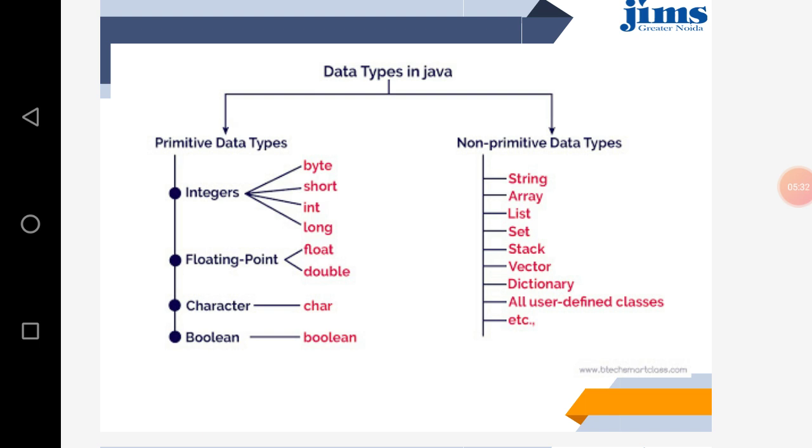And right side is non-primitive data types. What are non-primitive data types? In general, we can say that these data types are user defined. So string, arrays, list, set, stack, vectors, etc. are user defined non-primitive data types. And obviously, we can use primitive types also for making non-primitive types.